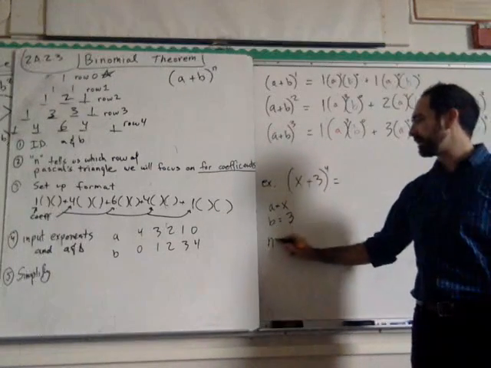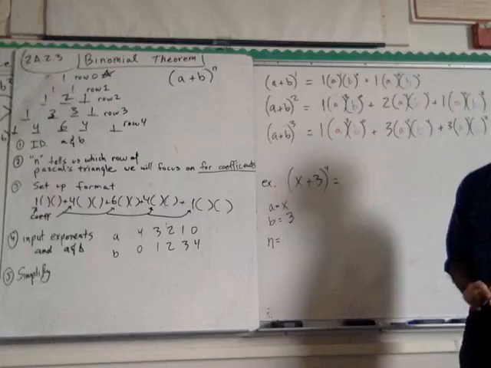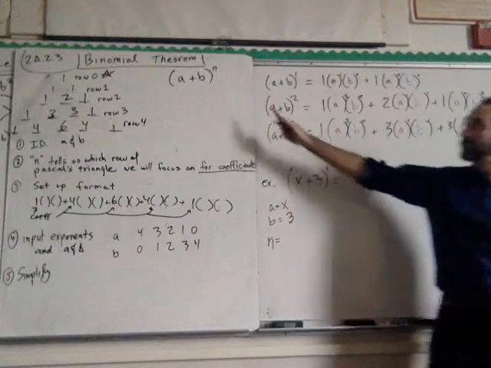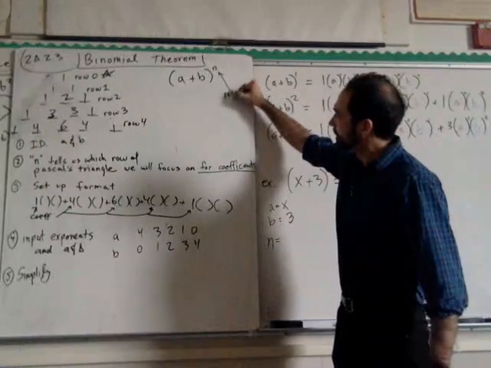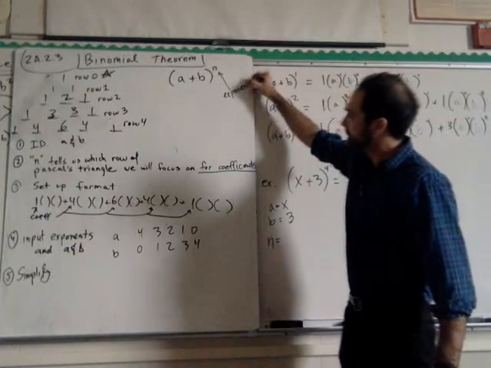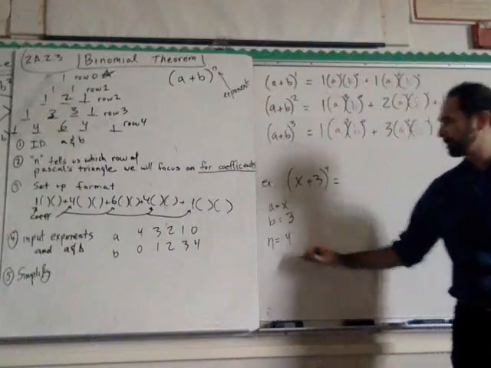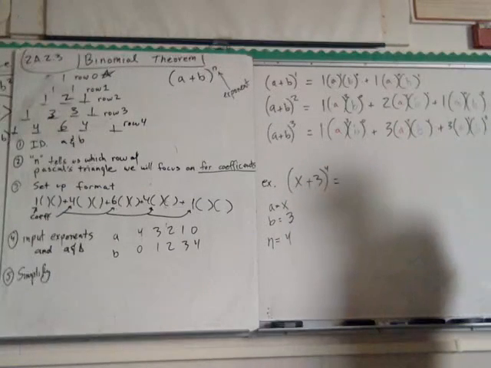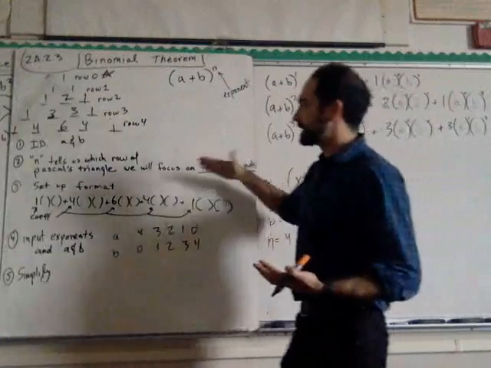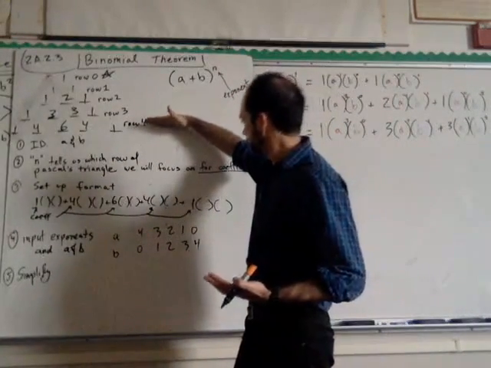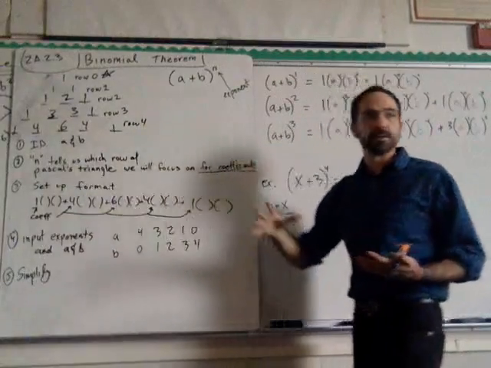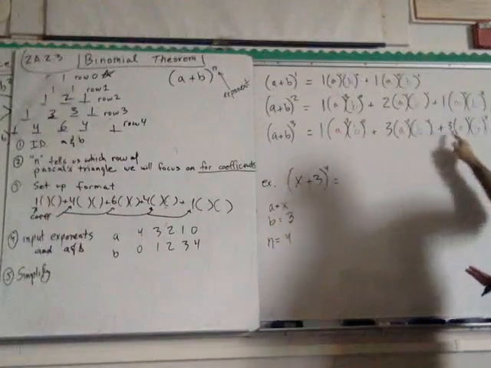All right, what's our n value? Where do we find that? n is our exponent. So I look here, my n value is 4. So I know that what I'm going to set up here is, the n tells us we're going to look at row 4 of Pascal's triangle. That's going to tell us what our coefficients are. It's going to tell us what these numbers are out here.